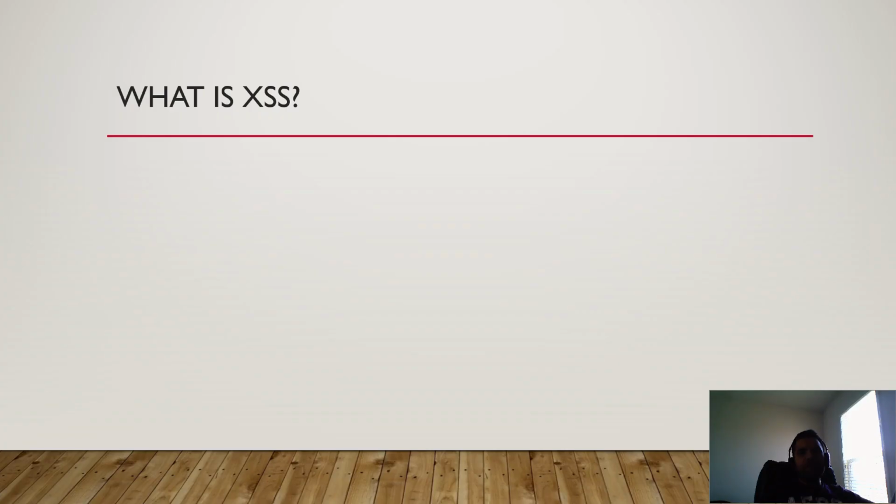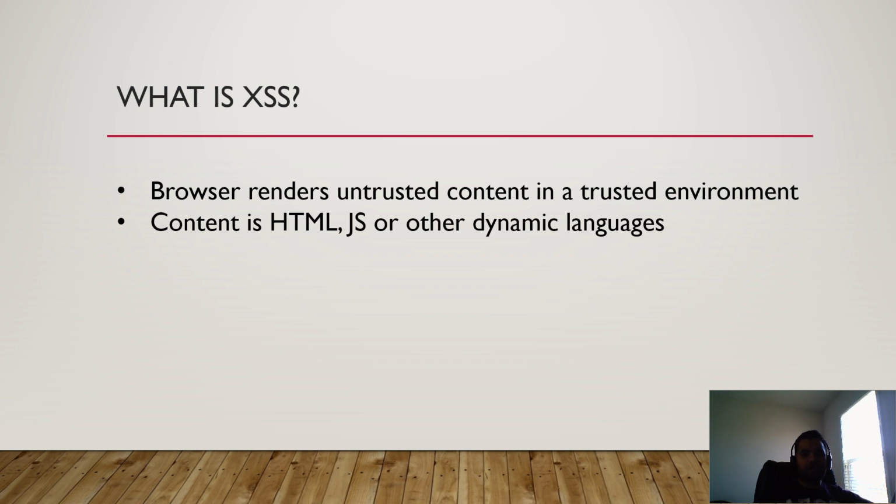So in this particular video, let's start with what cross-site scripting is. As a rule, XSS occurs when a browser renders untrusted content in a trusted environment. If the content contains any dynamic language such as HTML, JS, or any other scripting language, then it would execute inside your response, the HTML response, and that's where the XSS occurs.